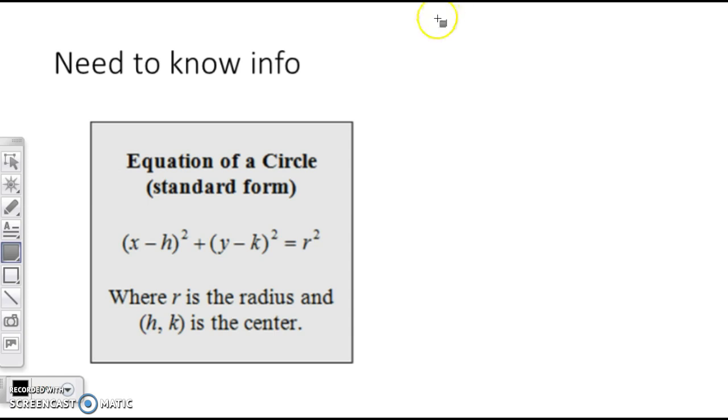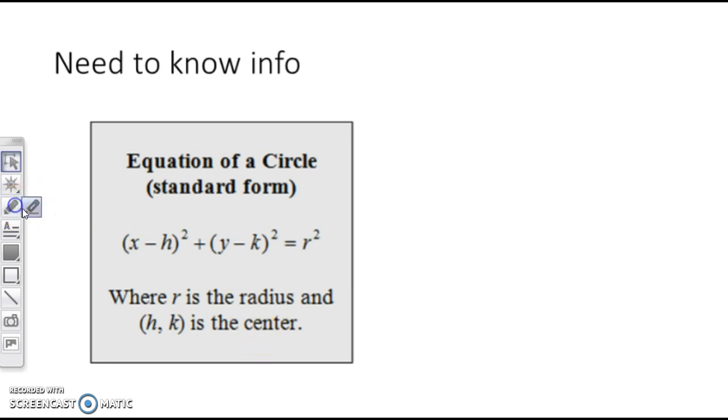4.01a. So this is all about an equation of a circle in standard form. Alright, and this is standard form for you. You have x minus h quantity squared plus y minus k quantity squared equals the radius squared. And r still stands for the radius, and h, k stands for the center of the circle.